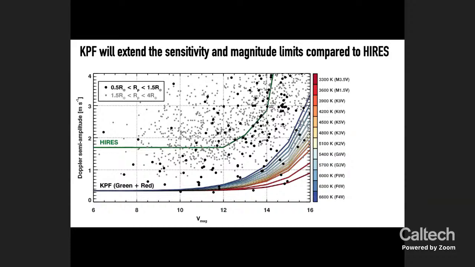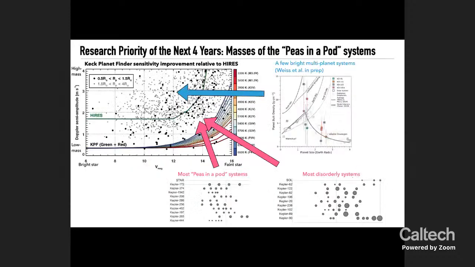This is a plot of the Doppler semi-amplitude that we expect from various planets versus the host star magnitude. And you can see HIRES kind of peters out at about 14th magnitude and 2 meters per second. And KPF gets to much better precision for fainter stars. And this is important for me. So for context, the Bright Multis program that I showed you lives in that HIRES space. It has to, because we're doing it on HIRES.